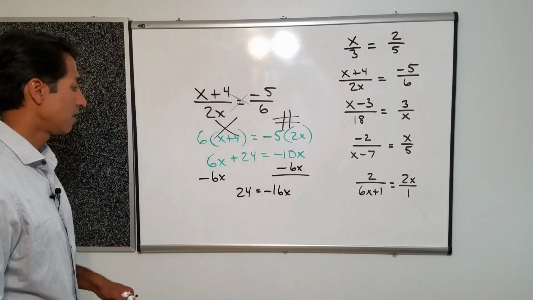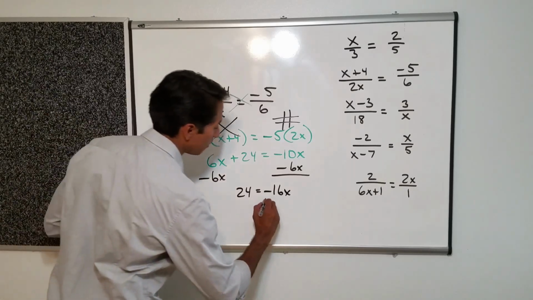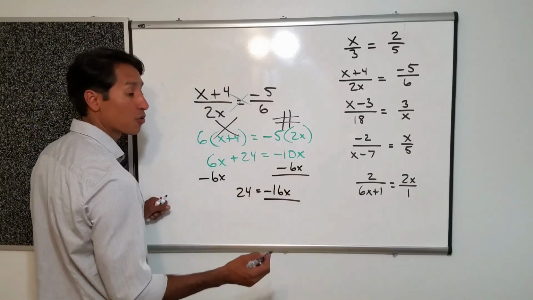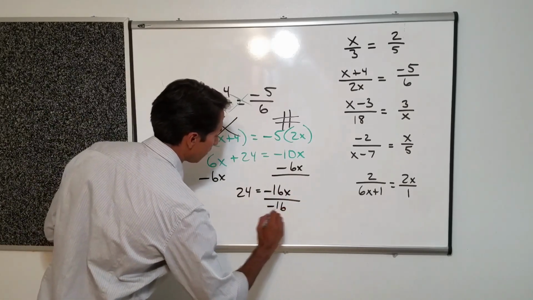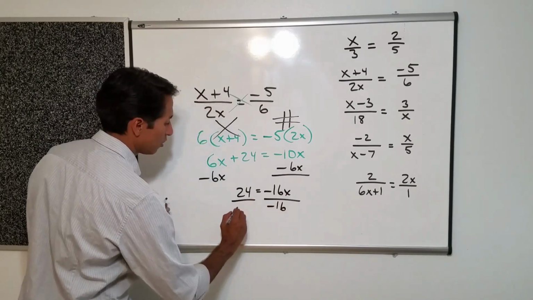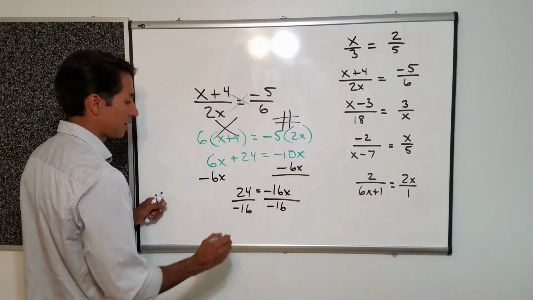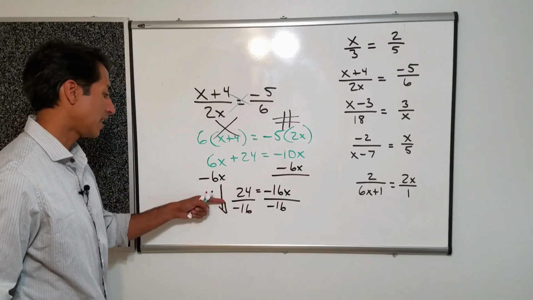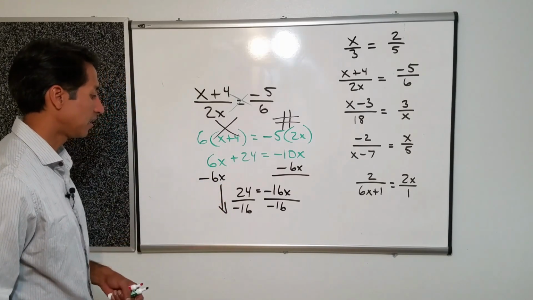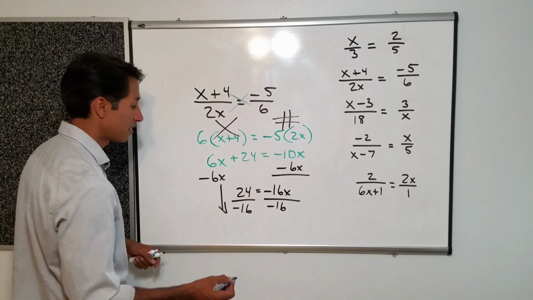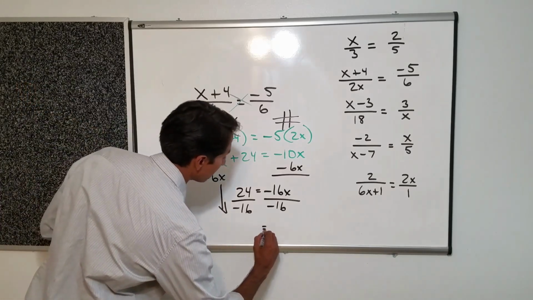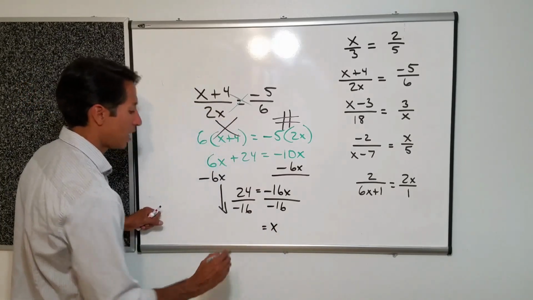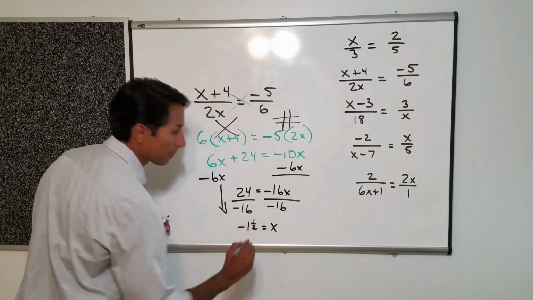16x. And now we just isolate the variable even more, or get it down to 1 unit of x, by dividing by negative 16. What you do to one side, you do to the other. We read our fraction down. 24 divided by negative 16 is, well, I'll save you the grief of looking through that. It's negative 1 1/2. Okay.